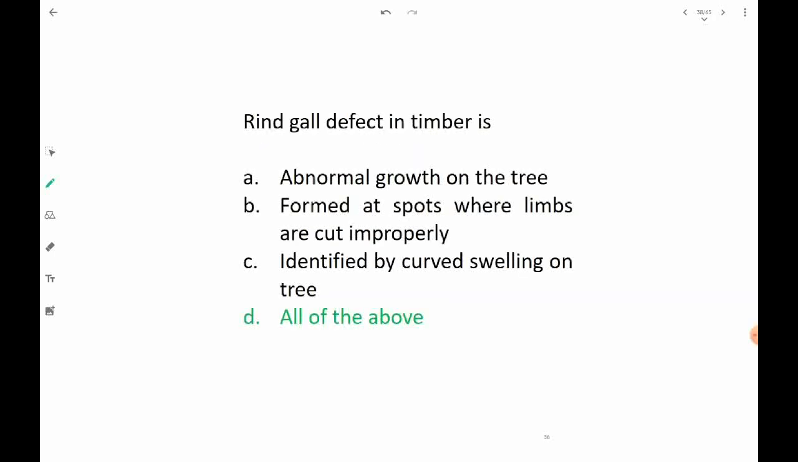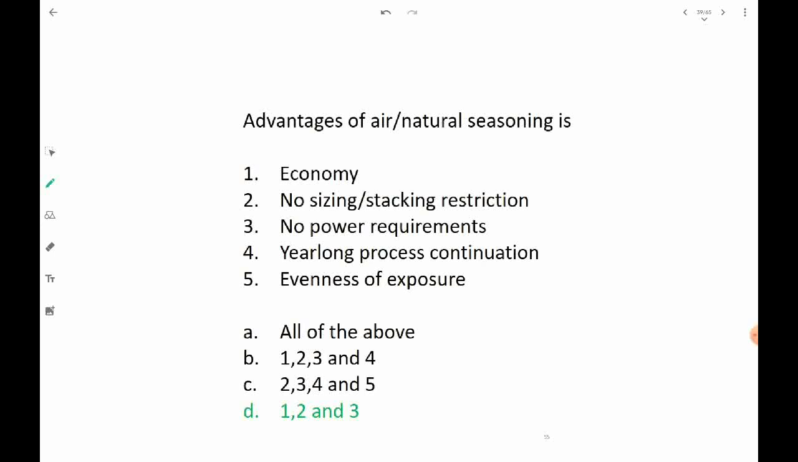Ringshake defect in timber is abnormal growth on the tree. It forms at the spot where limbs are improperly cut down. Then they are identified by curved swelling on the tree. Advantages of air or natural seasoning are economy, no restriction to sizing and stacking, and there is no power requirement in natural seasoning.